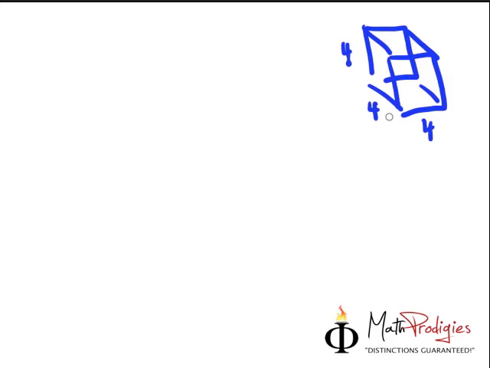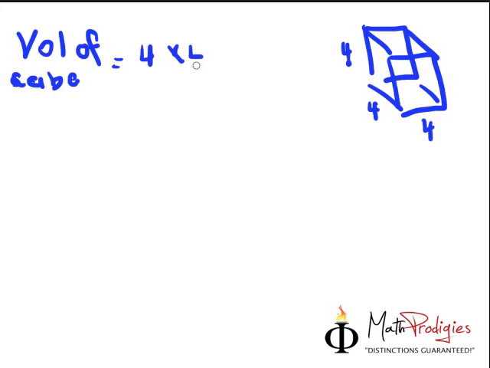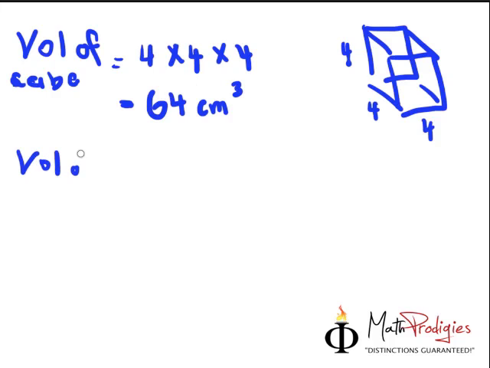Why do I have to write only for 3? Because I want to find the volume. So the volume of each cube. Volume of cube is equal to 4 times 4 times 4. 4 times 4 gives me 16. 16 times 4 gives me 64. So 64 cm cube. That's the volume of one cube. Volume of all cubes is equal to 64 times 6.